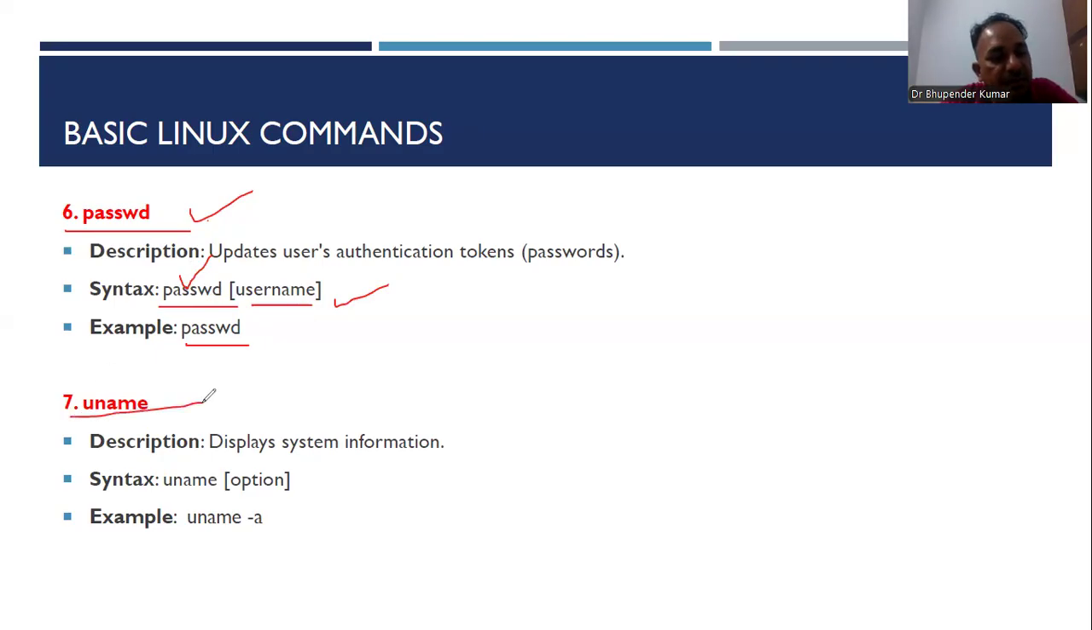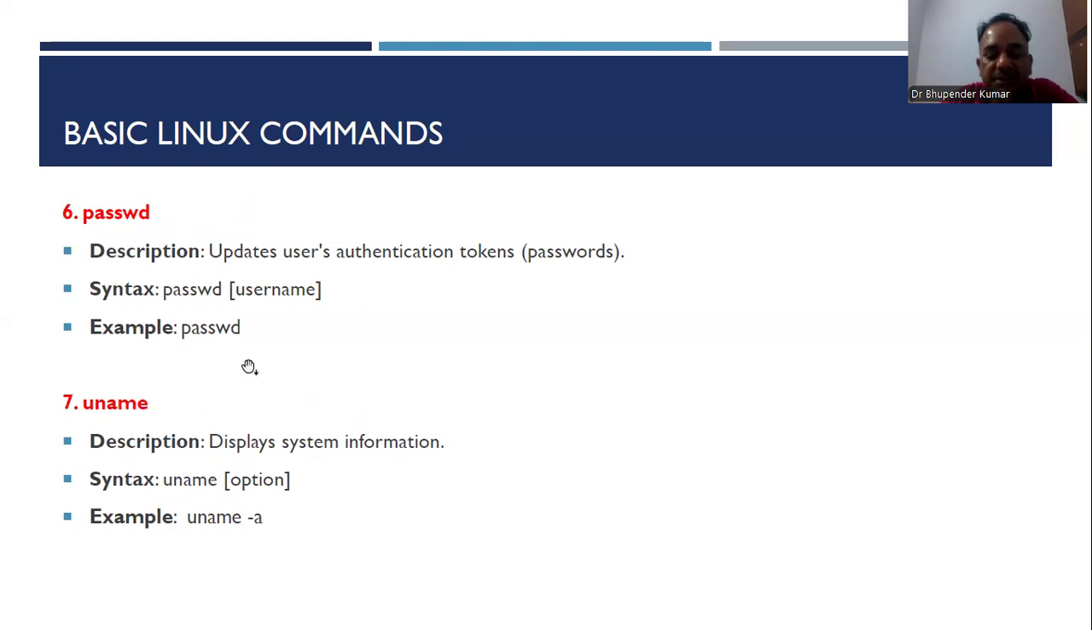Next command is uname. This uname command basically displays the system information. So if your system is Linux or Unix or whatever, maybe CentOS, maybe OpenSUSE, you can use this command. It will give you the system information. If you want the system information in more detail, use -a as an option with this command, and it will give you more details.